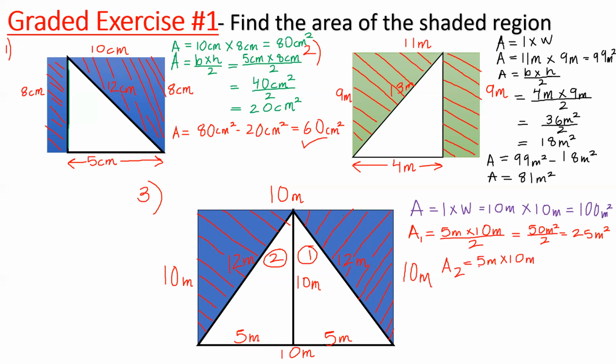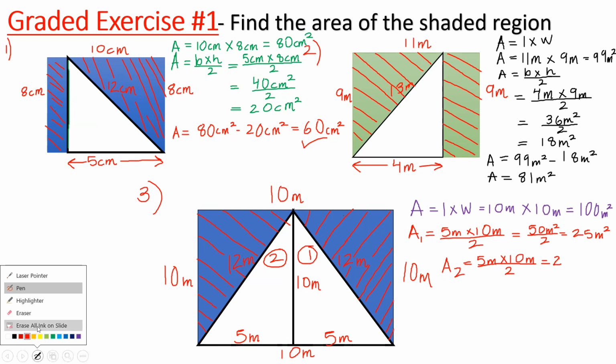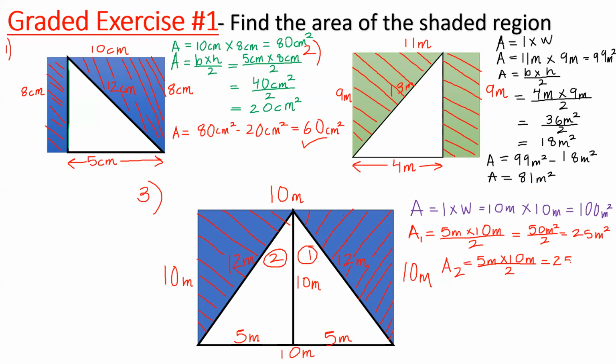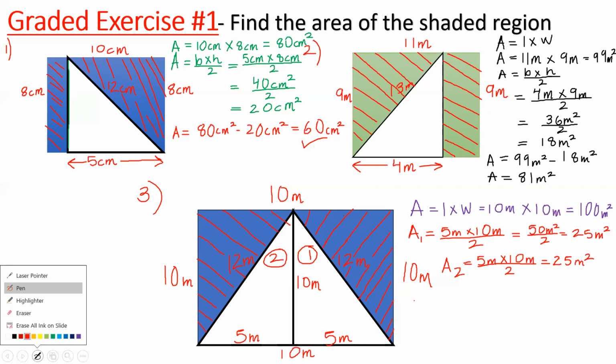Then we have to divide it by what? 2. Divided by 2. What is 50 meters divided by 2? I meant 25 meters squared, yeah. So now we have two triangles. So we have to do what? In order to find the total area, we have to do what?